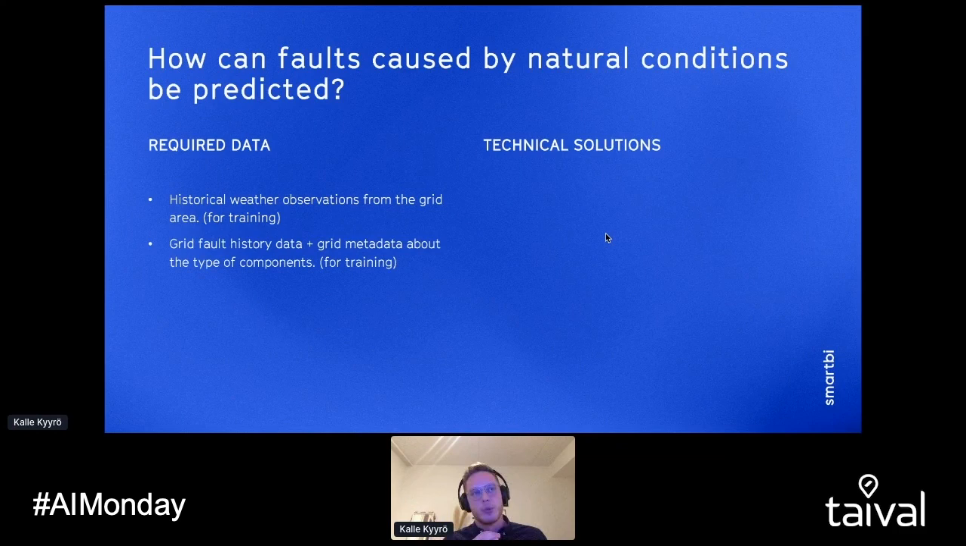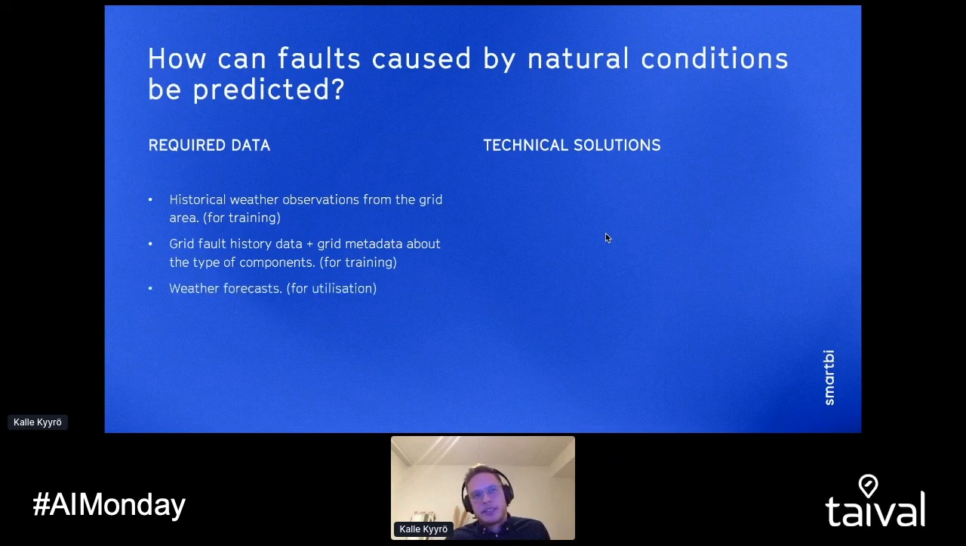On the other side from the weather side, we of course also need history data of the faults caused to the grid, so that we can compare it to the weather observations in the area, and then train the models to understand how these different variations in the weather variables, let's say wind speed, wind direction, pressure, temperature, affect the faults caused.